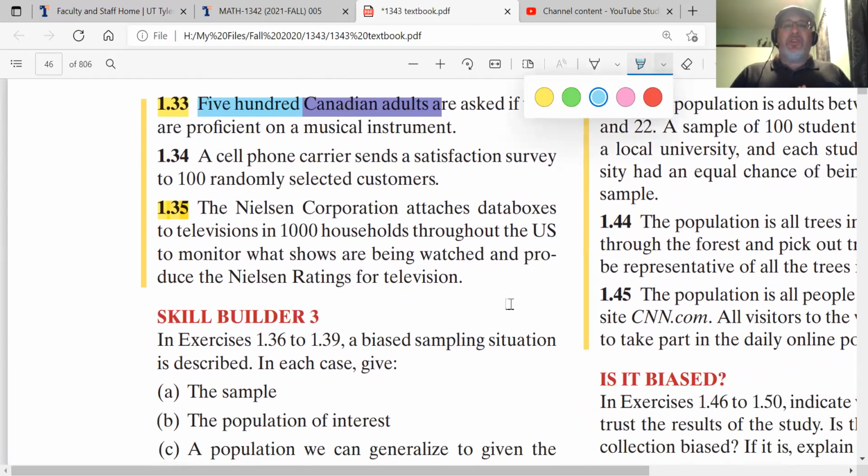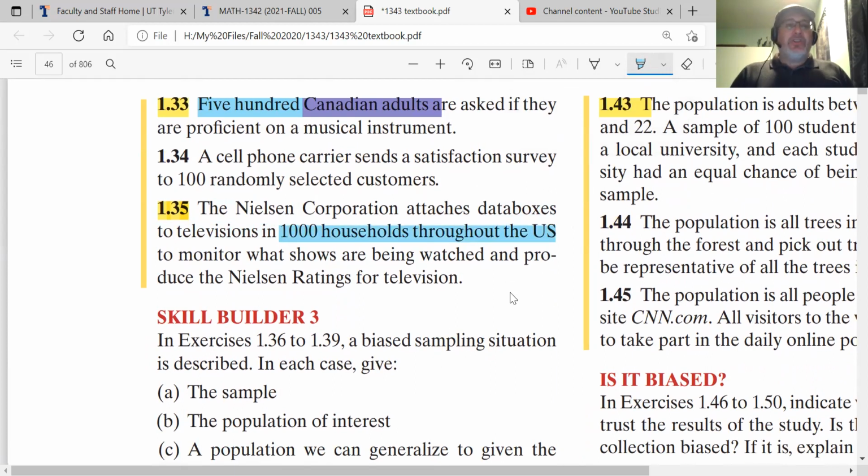A Nielsen Corporation attaches data boxes to televisions in 1,000 households throughout the US. Let's highlight that sample. 1,000 households throughout the US to monitor what shows are being watched. I'm sorry, 10,000. No, that is 1,000. My eyes were playing tricks on me. 1,000 households throughout the US to monitor what shows are being watched and produce the Nielsen ratings for television. So what do you think the population of interest is? Households throughout the US.